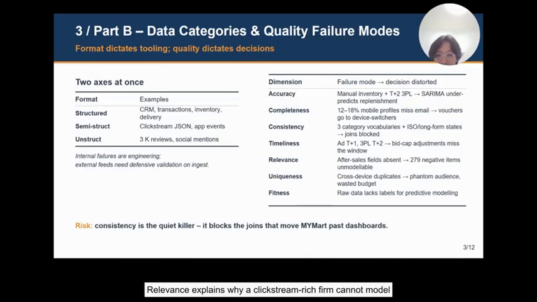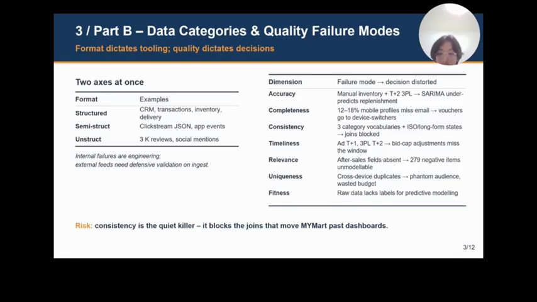Relevance explains why a clickstream rate from the Canadian model is stale after sales complaints. And for uniqueness, cross-device duplicates create a phantom audience that wastes acquisition budget. And for fitness for purpose, raw data lacks the structured labels needed for predictive modeling.